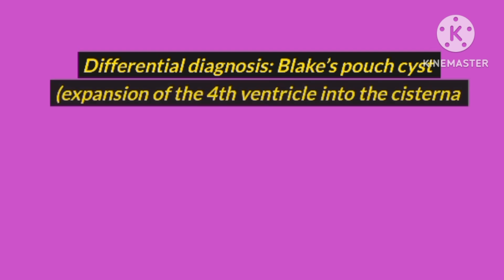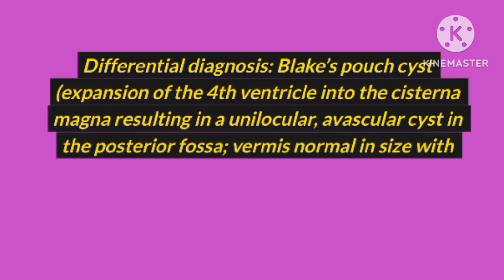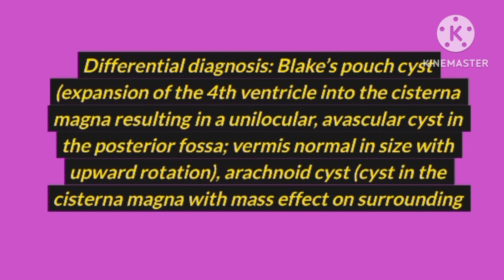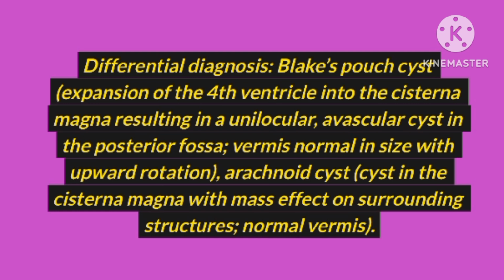Differential diagnosis. Blake's pouch cyst, expansion of the fourth ventricle into the cisterna magna, resulting in a unilocular, avascular cyst in the posterior fossa. Vermis normal in size with upward rotation. Arachnoid cyst, cyst in the cisterna magna with mass effect on surrounding structures. Normal vermis.